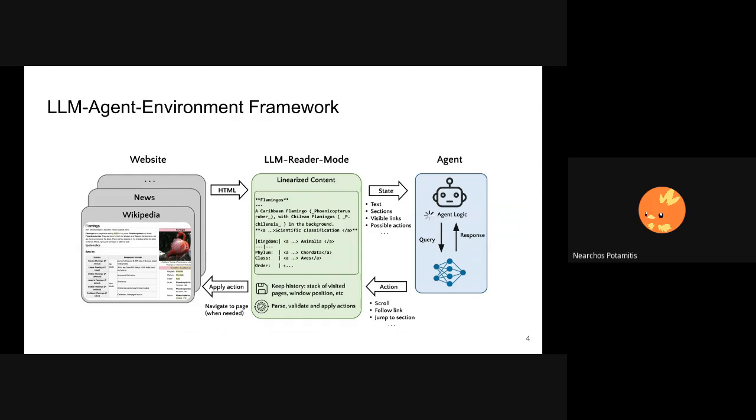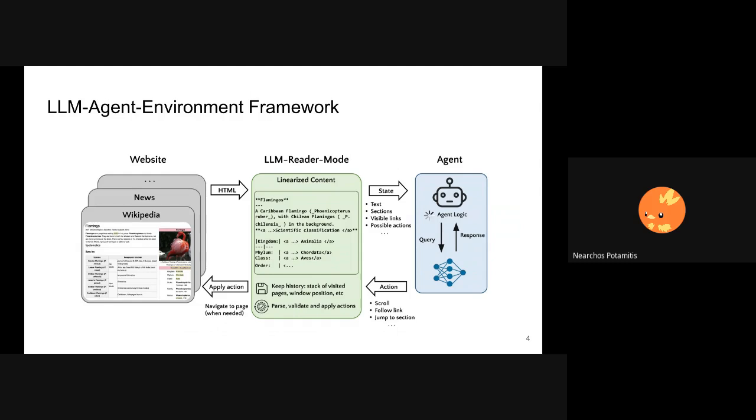The reader mode module also keeps track of what the agent has seen, its current window position, and its past actions. The cleaned up page becomes the agent's state, a snapshot of the text, sections, visible links, and possible actions. The agent then selects an action, and the action is parsed and applied, which is then transformed into a new state that the agent receives.